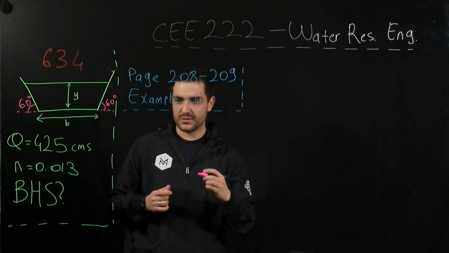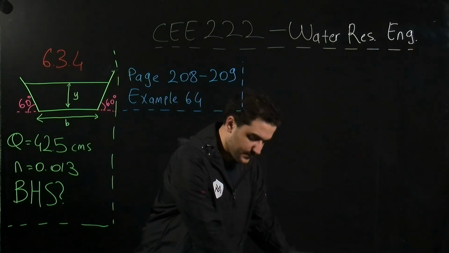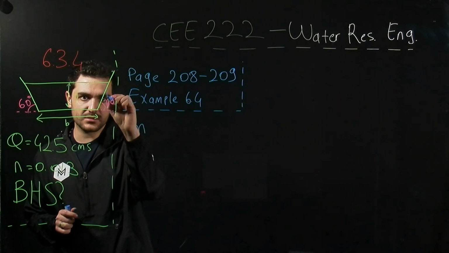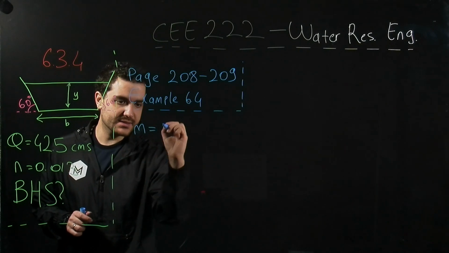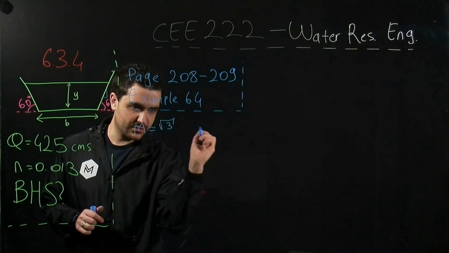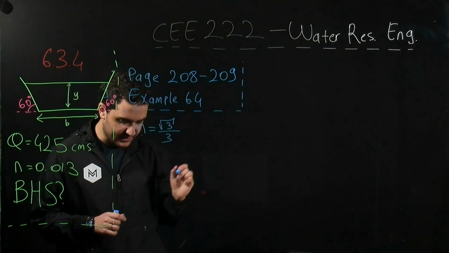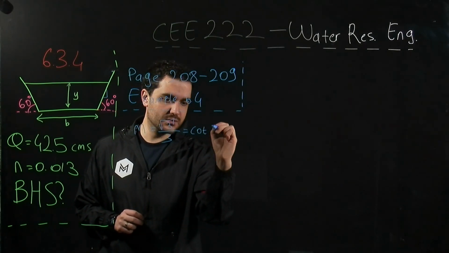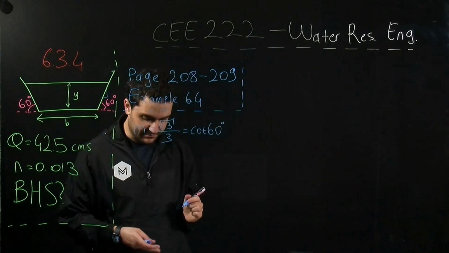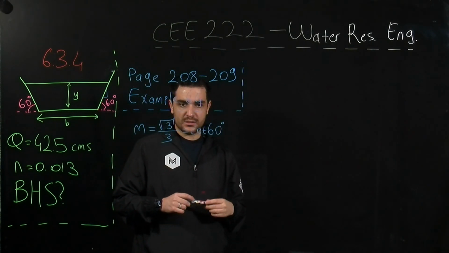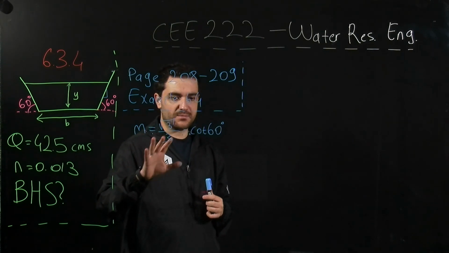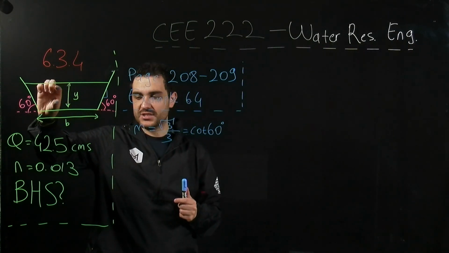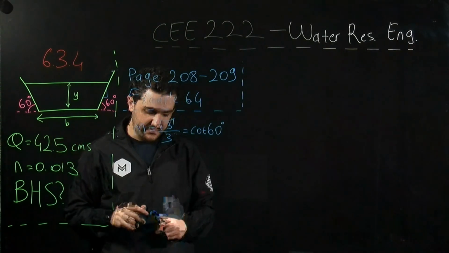Or in other words, this means that m, which is the slope here, is square root of 3 divided by 3, and this is actually coming from cot 60. So knowing that, we will move forward and find the depth of the channel and the width of the channel.